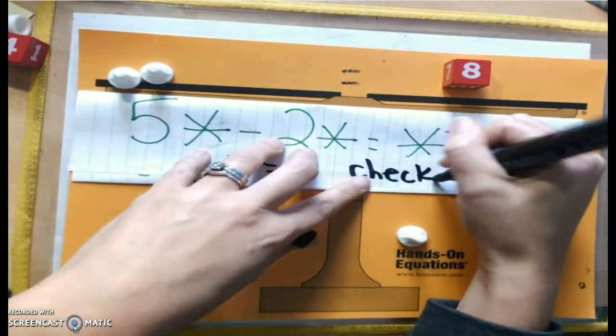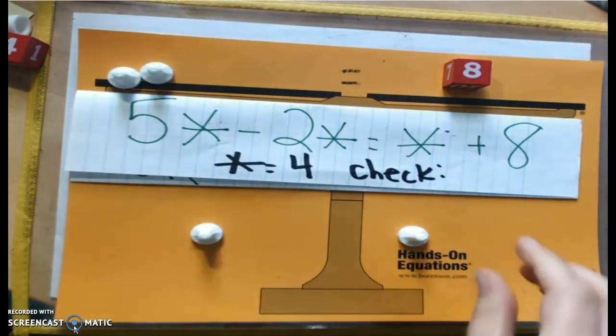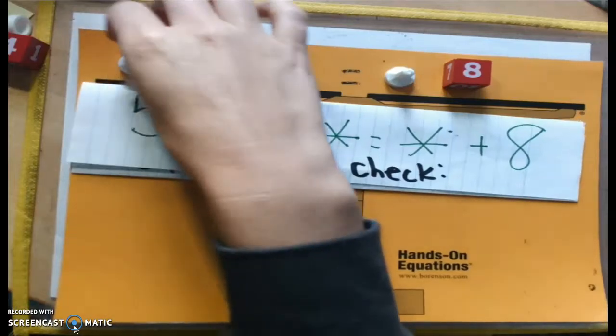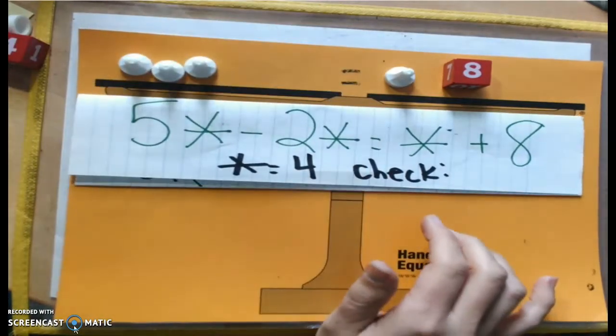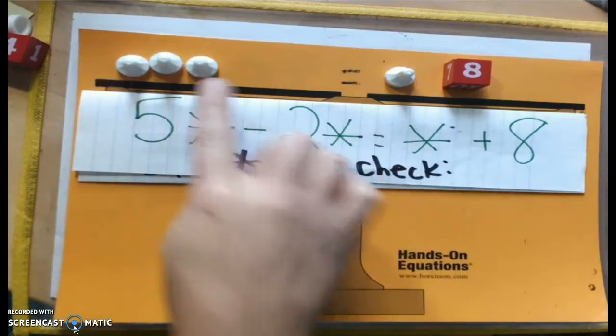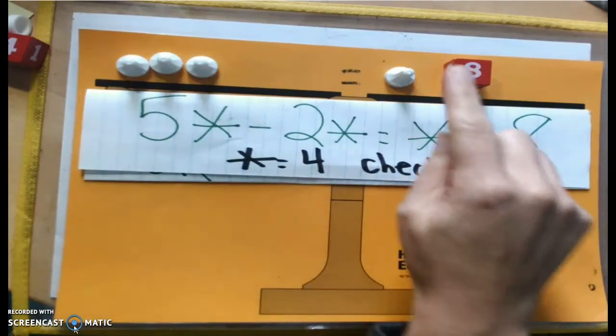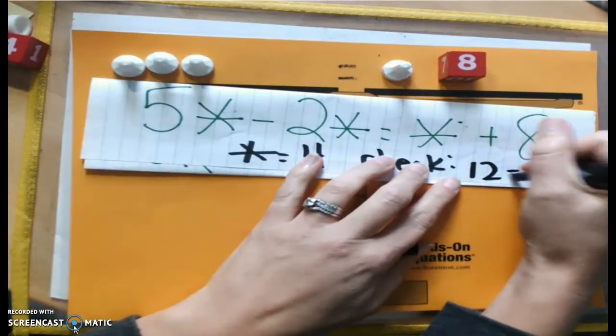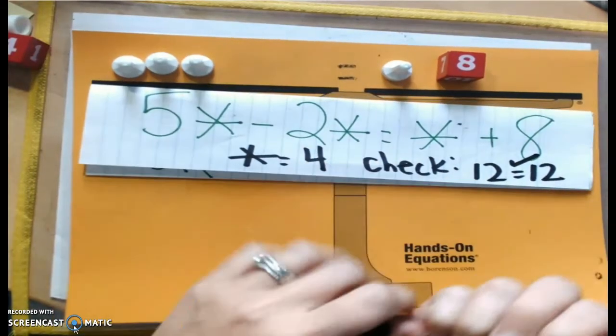Time to check the problem, go ahead and set it back up. Remember, it's very important that we start setting the problems back up because the problems are going to start getting more complex. 3 stars together would equal 12. And 4 plus 8 would equal 12. So our check would be 12 equals 12.